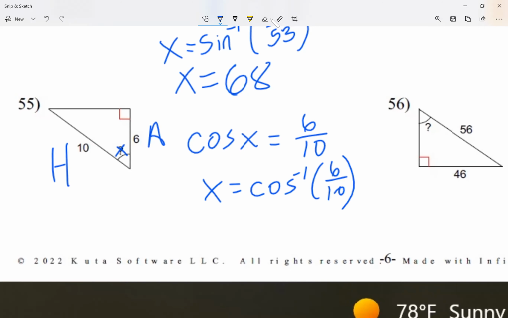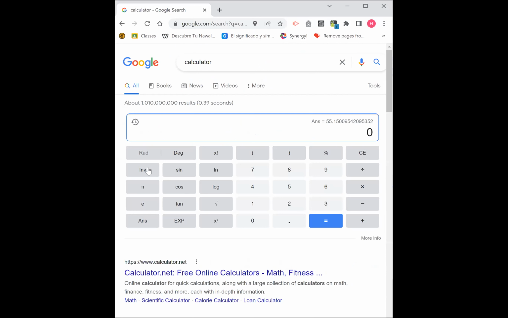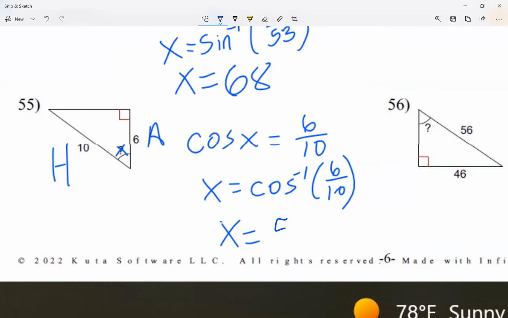Let me go to my calculator. You guys can see my calculator. So I need cosine inverse. So I go inverse cosine, and then I type in 6 divided by 10 equals 53.1, which is just 53. Let me come back here. I'm going to say x equals 53. And again, when you're typing this, just type in the number.